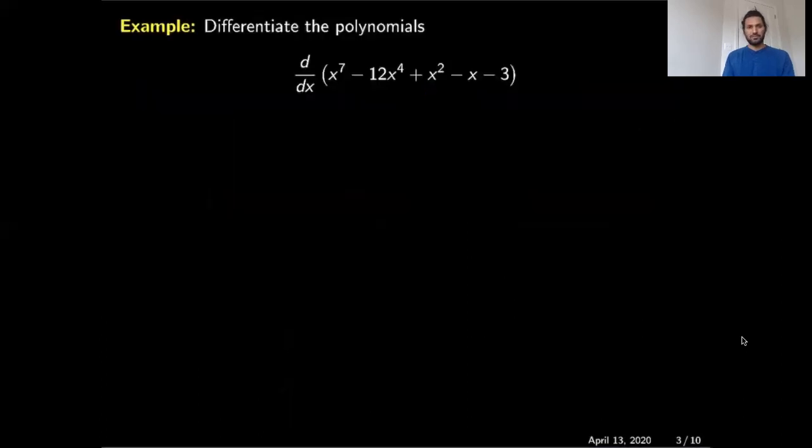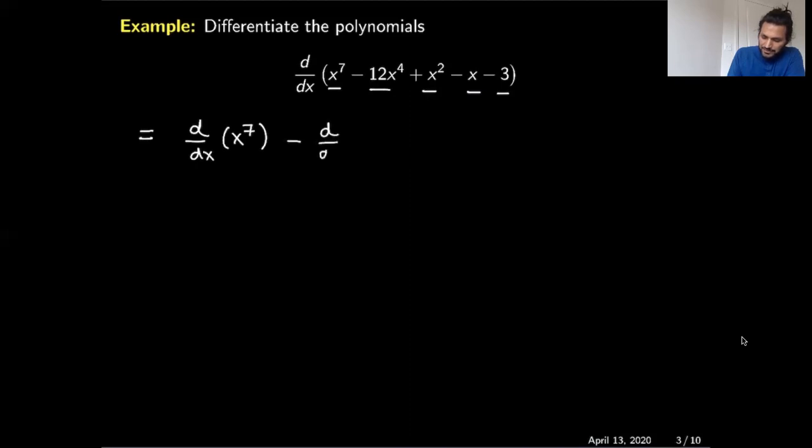So here I have a polynomial function: x to the power 7 minus 12x to the power 4 plus x square minus x minus 3. I will calculate the derivative of it using the previous four basic rules of differentiation. So let's begin this problem. This is a polynomial function, which is the addition and subtraction of these power functions and a constant function. So the sum and difference rule says that the derivative of each term we can calculate separately.